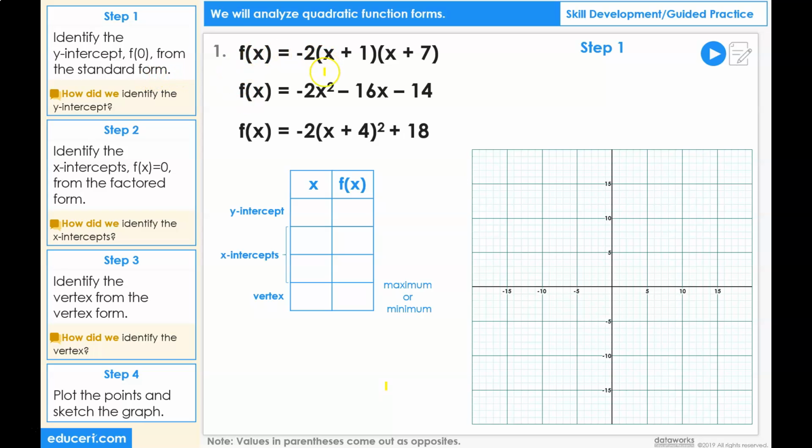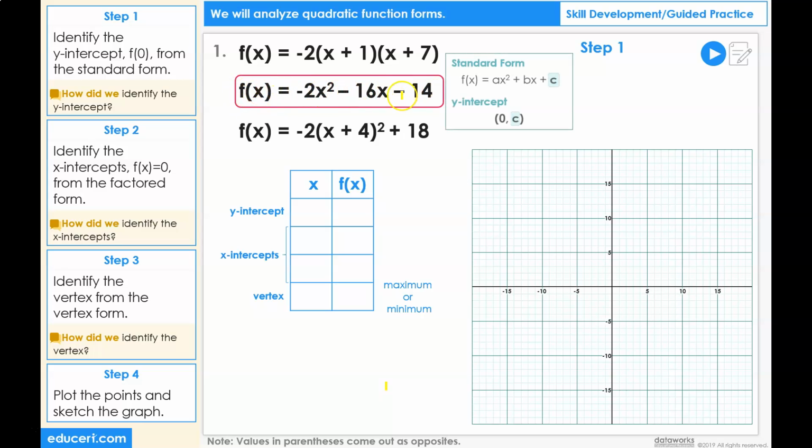So first we need to find which function is in standard form, and the middle one is the standard form version of the function. When a function's in standard form, we know that the y-intercept is the ordered pair of 0 and the numeric term of this standard form. So the y-intercept is located at 0, -14.